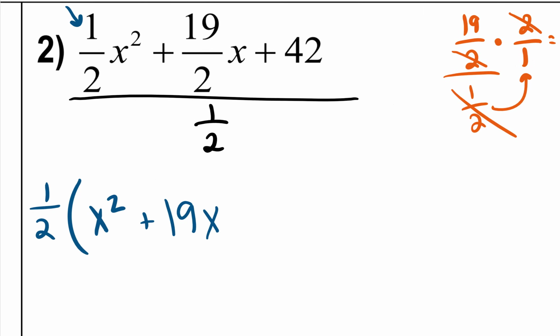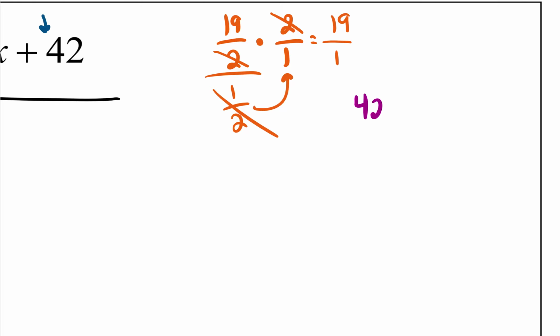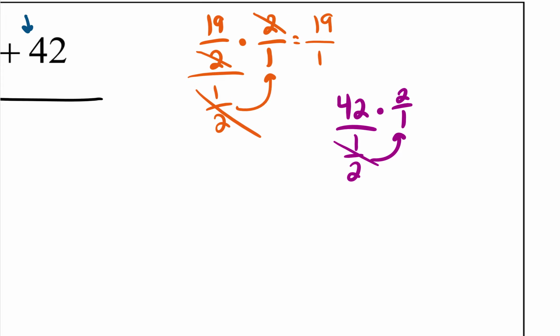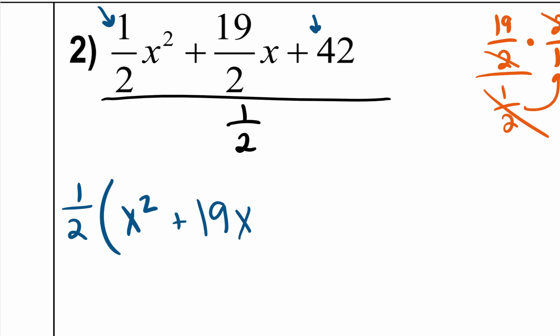Okay, last one is 42 divided by 1/2. Again, same thing. I'm going to go over here and show my work. 42 divided by 1/2. Fraction on the bottom comes up, and I multiply. So 42 times 2 is 84 over 1, which is just 84. So 84.